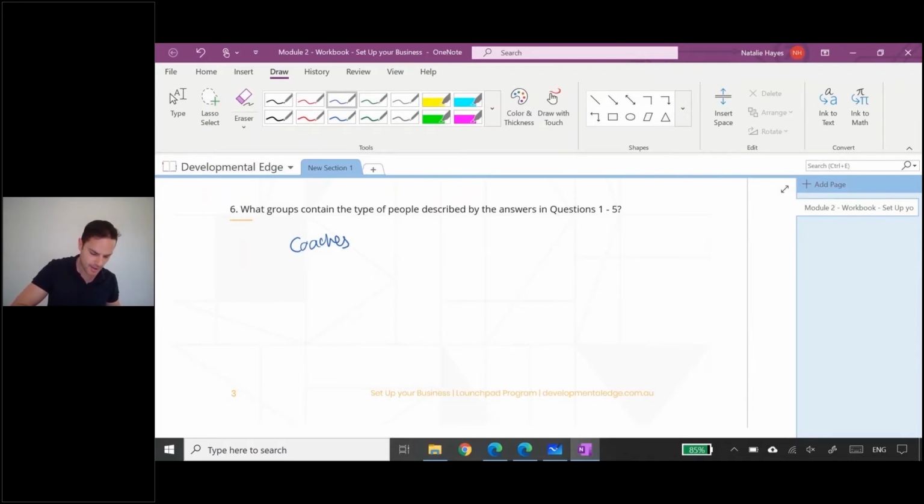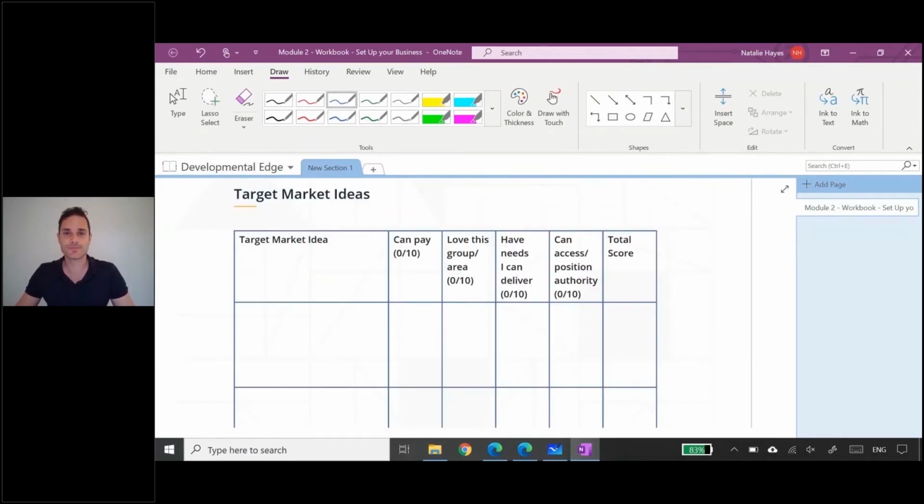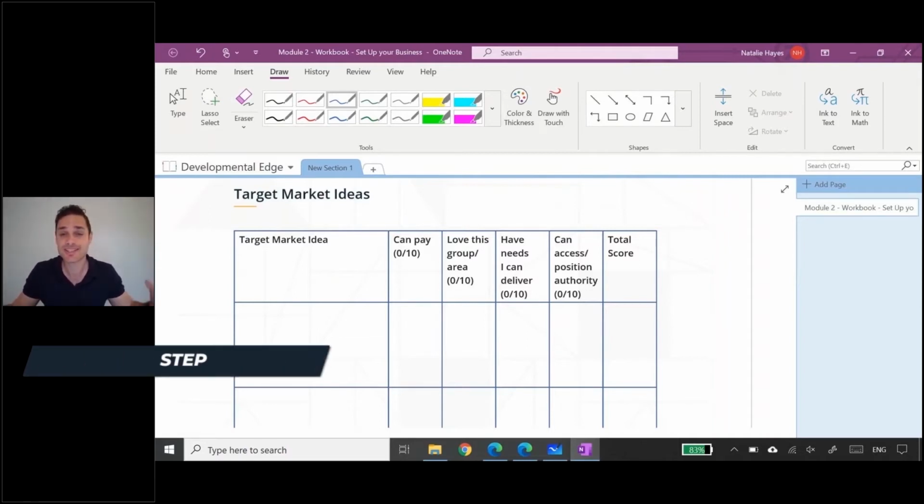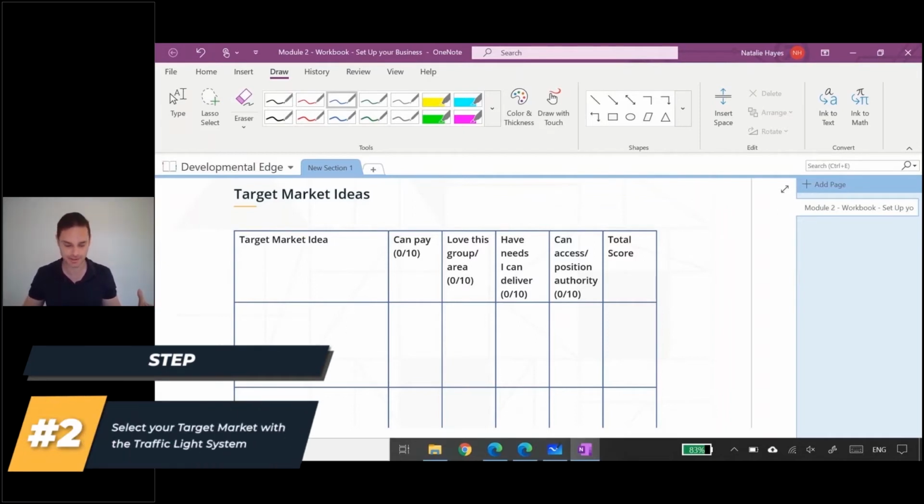I might say new leaders. People in that kind of group often have those kinds of attributes, or whatever other group. I just want to brainstorm as many groups as I can think of that have these characteristics, because that is going to set me up for step number 2. Okay, so I've brainstormed a bunch of groups that kind of fit the ideal criteria of my potential client. Now it's time to shortlist them. So that's step 2. We're going to shortlist the target market.